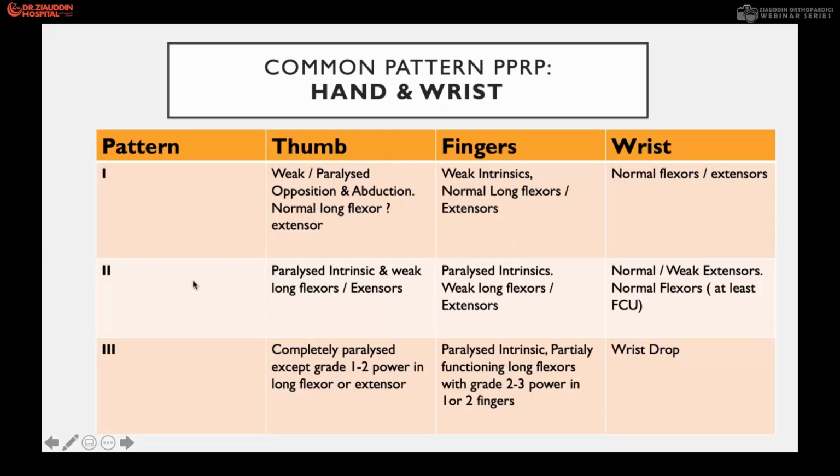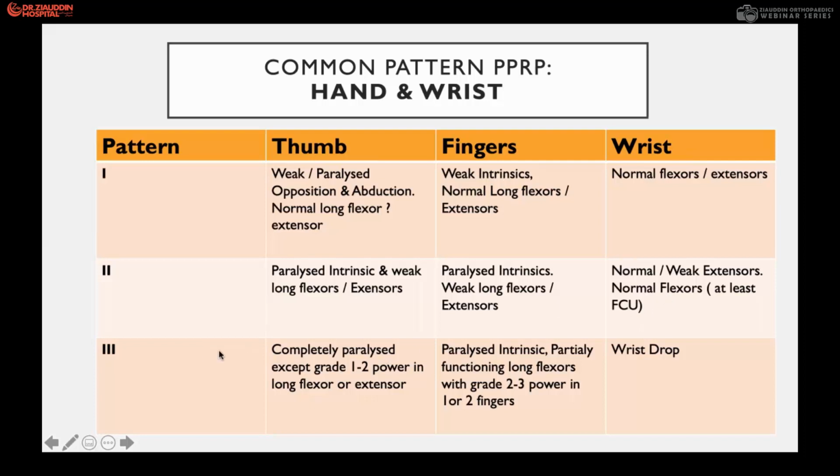Type 2 paralysis: there is paralysis of the intrinsic muscles of the fingers, weak long flexors, and also paralysis of opposition of the thumb. In the fingers, there is paralysis of intrinsic muscles, and the long extensors are weak, but the wrist flexor, especially the flexor carpi ulnaris, is normal or only weakly paralyzed to give good flexion power at the wrist joint.